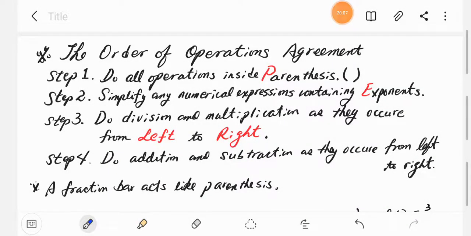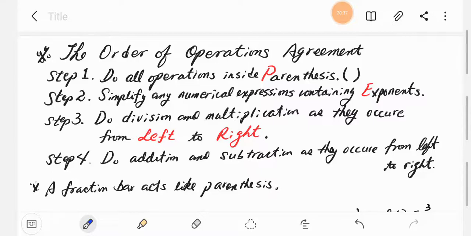Okay, now this is a really important definition, the order of operations agreement. When you have an expression to simplify, we do steps. So step 1, 2, 3, and 4. This is really important. So the first step is do all operations inside parentheses. So if there is a parenthesis, then you have to simplify the expression inside the parenthesis first, always.